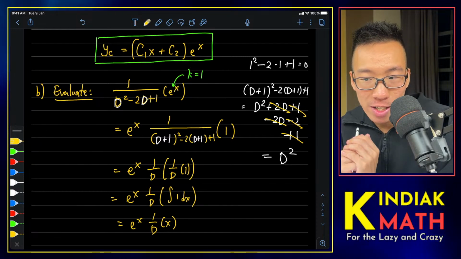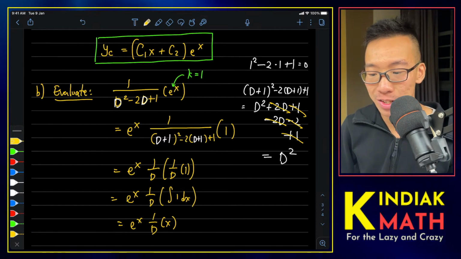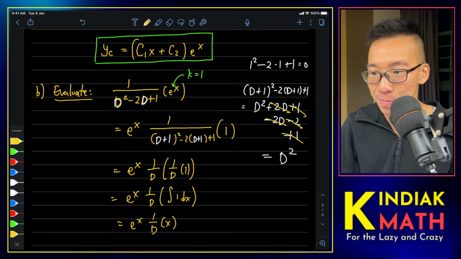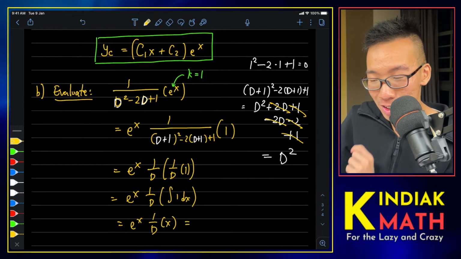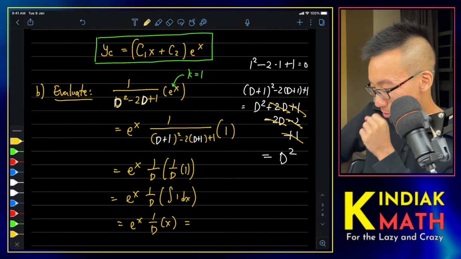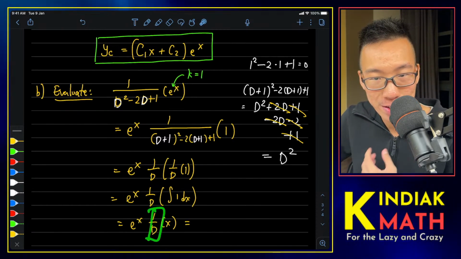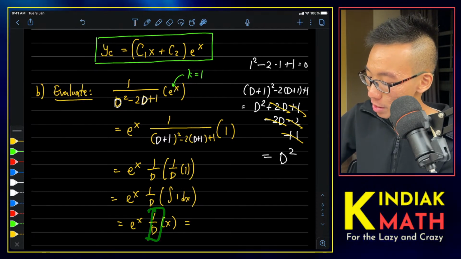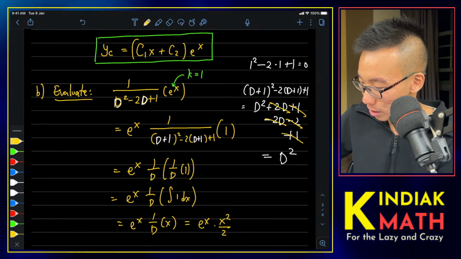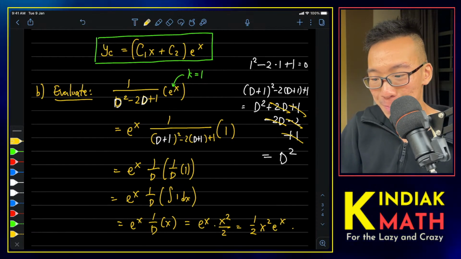You might be wondering, do we actually need the plus c in this context? The answer is no. You do not need the plus c. You can include it if you wish. There is no need for the plus c. Again, for the technical reason why, you can feel free to let me know in the comments section below. We need to integrate x because we have a 1 over d expression over here. So that means we need to integrate x to get x squared over 2, which simplifies to half of x squared e to the x.